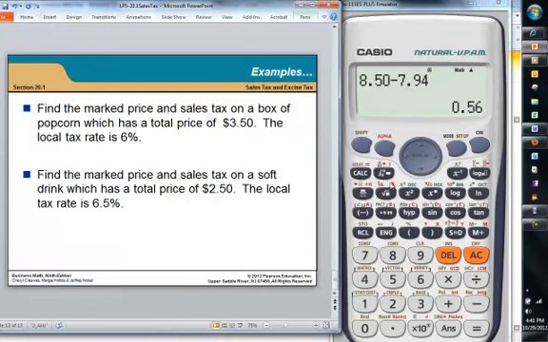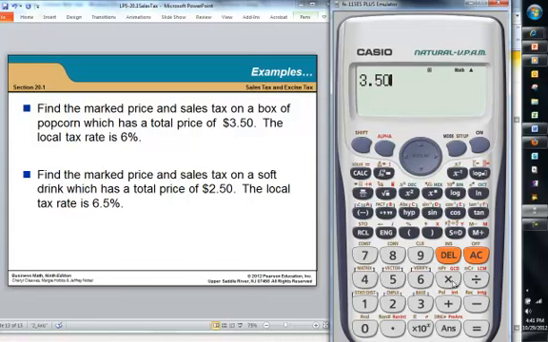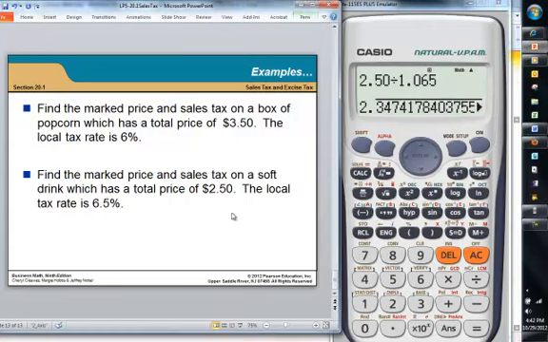Find the marked price and sales tax on a box of popcorn that is a total of $3.50, so 3.50 divided by 1.06 gives us $3.30, which means the tax would be 20 cents. $2.50 divided by 1.065 gives us the price before the sales tax of $2.35, so that would be 15 cents tax.